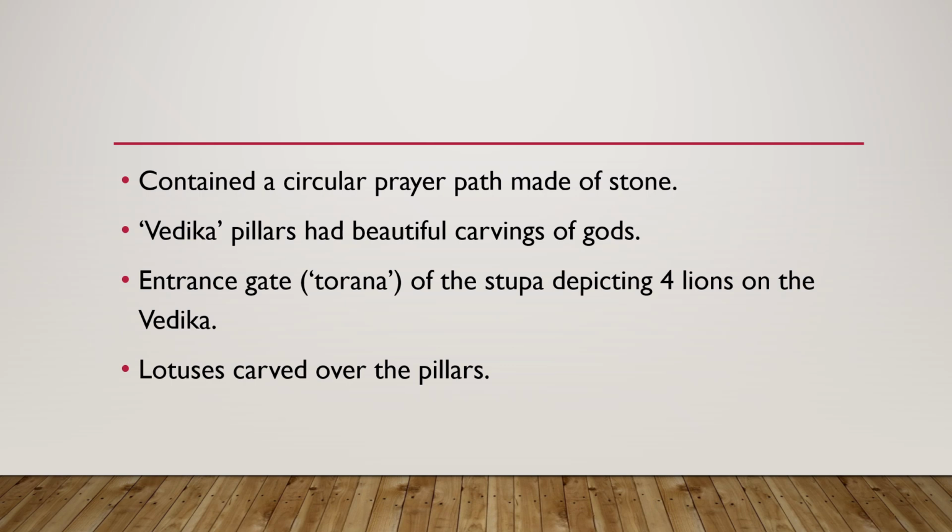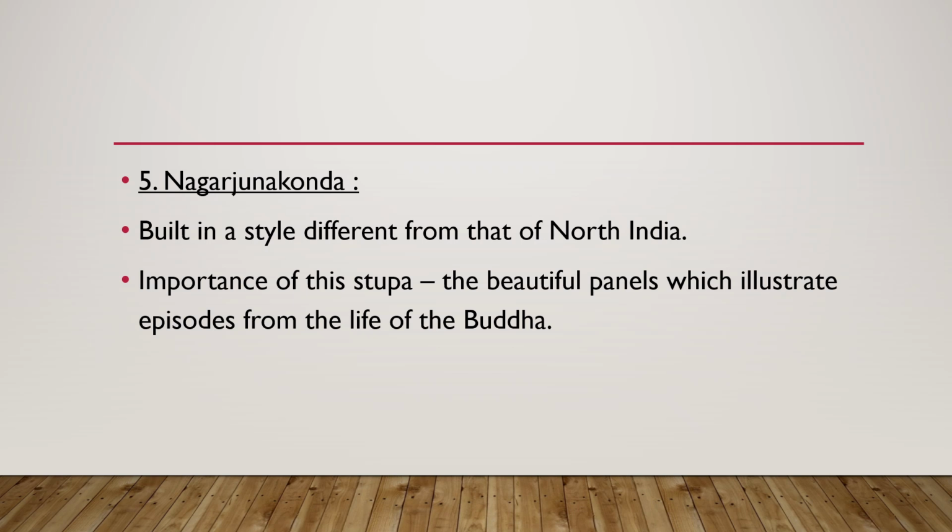Vedika pillars had beautiful carvings of gods, the Bodhi tree, stupa, etc. The entrance gate or the toran of the stupa had four lions on the Vedika, and lotuses were also carved over the pillars. Then we have the Nagarjuna Konda stupa, which was built in a style different from that of North India. The importance of this stupa is because of the beautiful panels which illustrate episodes from the life of the Buddha.